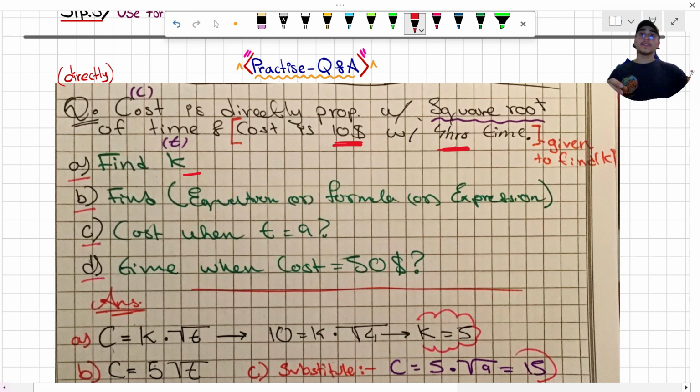Okay, so first let's set up the formula. Since it's directly proportional, we know the formula is y is equal to kx. What are the variables we know? We must identify the two variables. The two variables we know are the cost and the time. The time is square root, so c is equal to k times root t. C is directly proportional to root t.